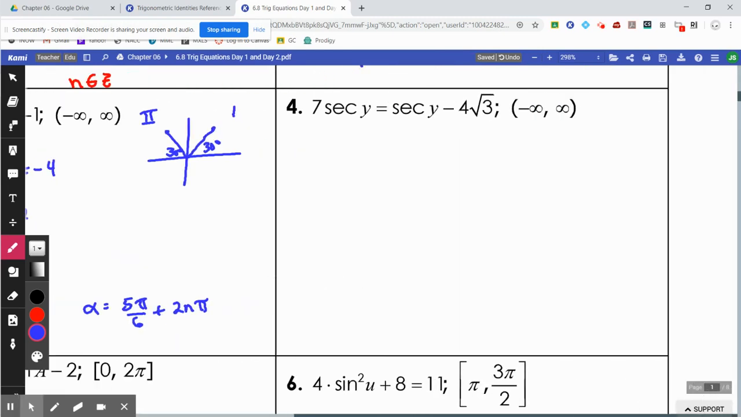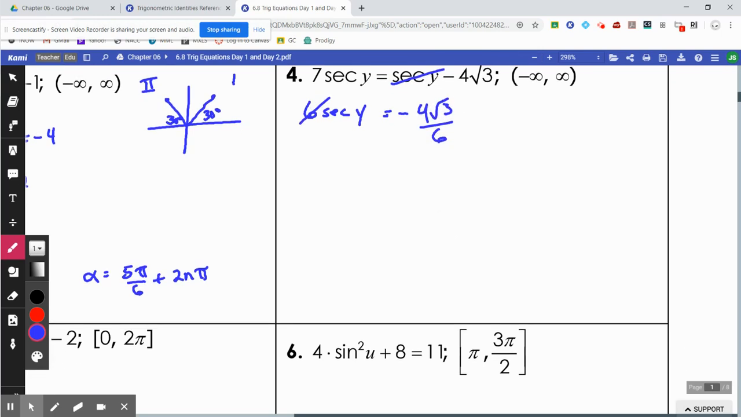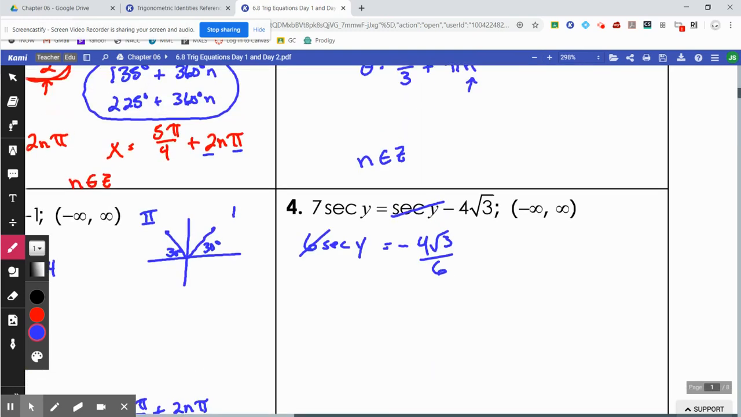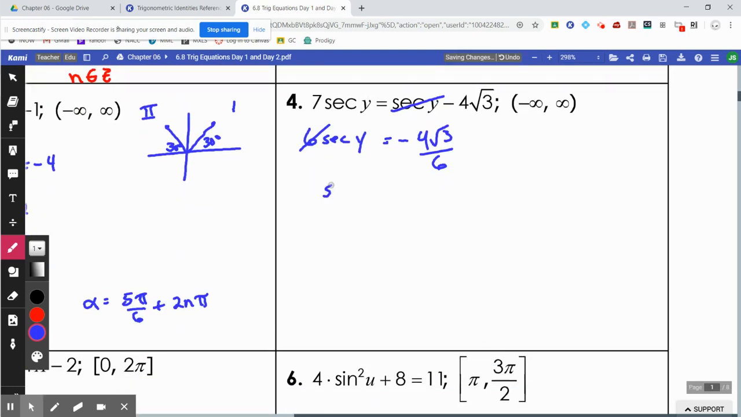Isolate your secant. So let's move this 1 over. We now have 6 times the secant of y is equal to negative 4 root 3. Divide by 6, and let's reduce that. That means that, scroll back up, the secant of y is equal to negative 4 over 6, which will reduce to 2 root 3 over 3.